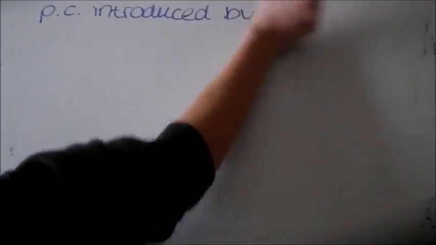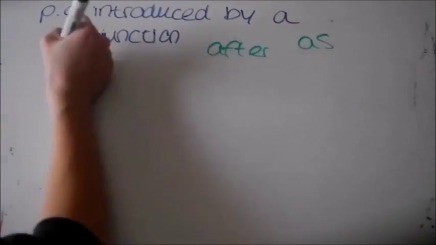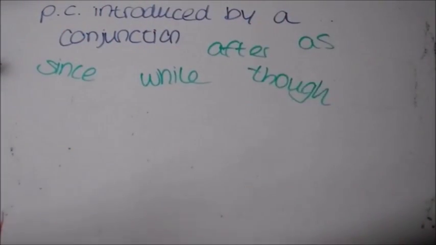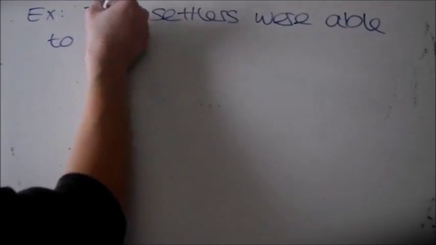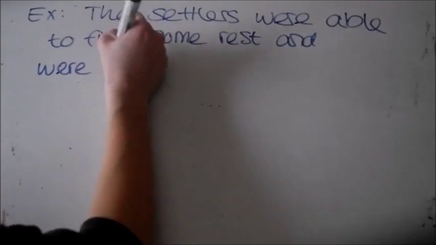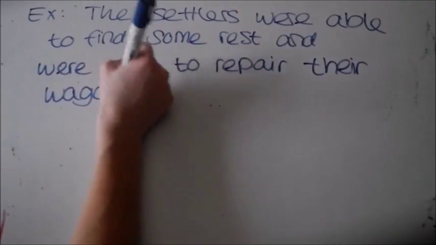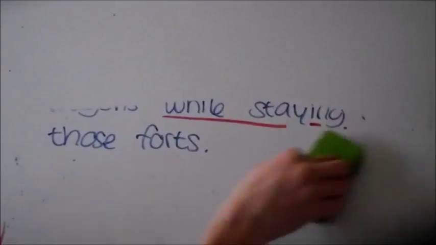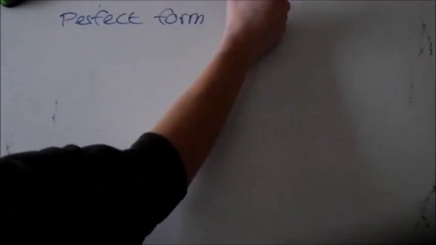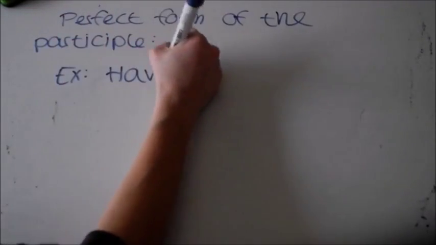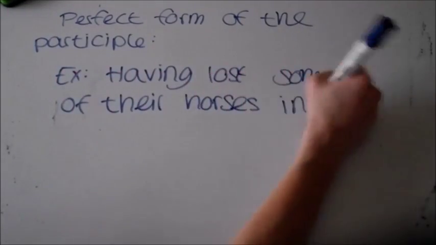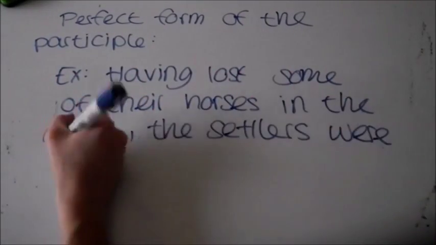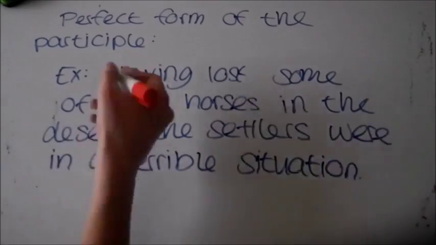Participle constructions can be introduced by a conjunction like after, as, since, while, when, though, and so on. The settlers were able to find some rest and repair their wagons while staying in those forts. You can also use perfect forms in the participle. Having lost some of their horses in the desert, the settlers were in a terrible situation.